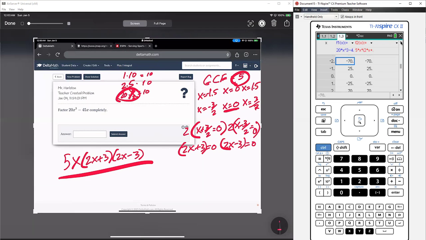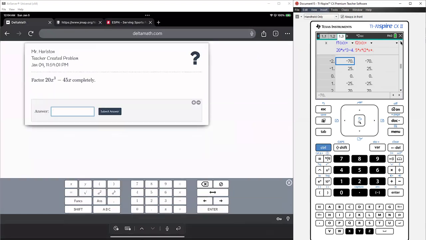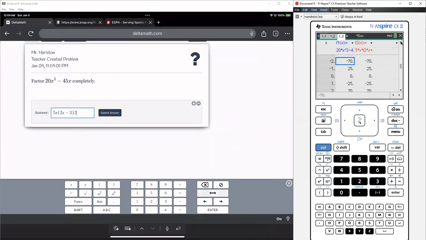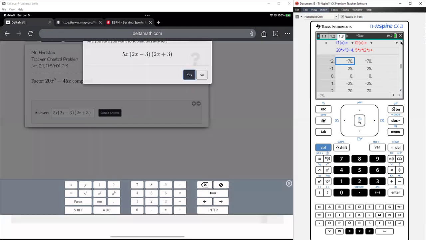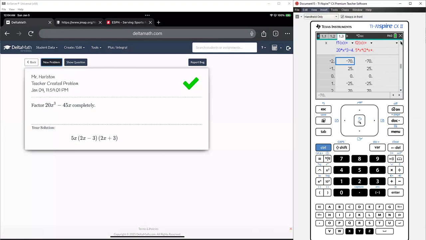So here's our answer. I am going to enter this. Let's go and see what we got here. So I'm going to go 5x, parentheses 2x minus 3, parentheses, and then 2x plus 3, and we close the parentheses, we submit it, and it says nice job. All right, so that's the factored form.